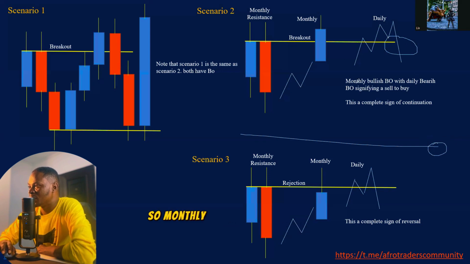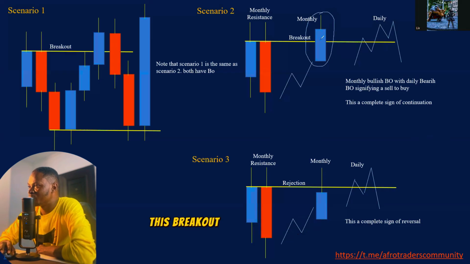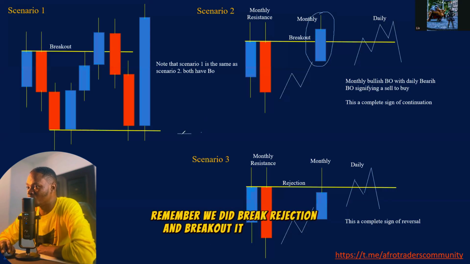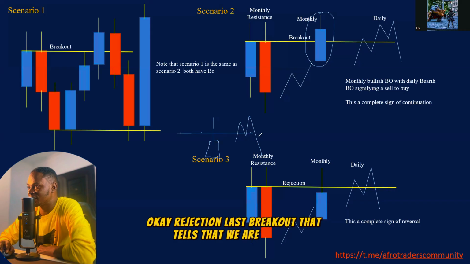So monthly bullish breakout with daily bearish breakout signifies what? A sell. Now remember, the confusion here is that we told you that this breakout is supposed to be a continuation, right? But when we got the breakout, instead of rejection, we said breakout. Remember, we did rejection and breakout. It was always rejection plus breakout. That tells us we are selling.